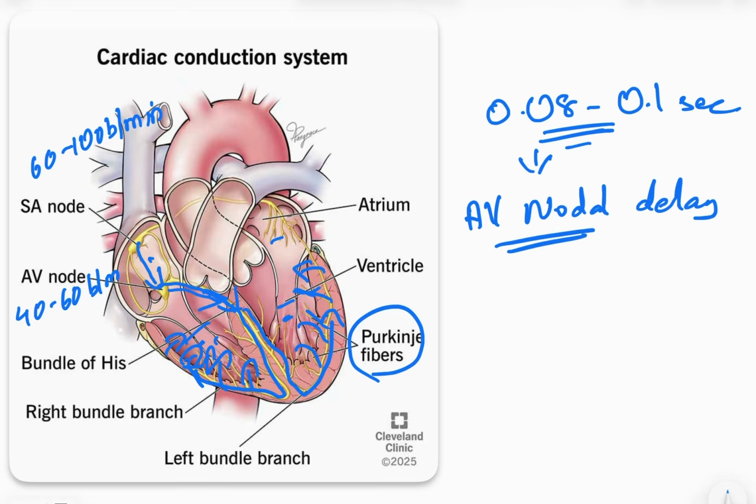I said if the SA node fails, the AV node will make some beats, 40 to 60 beats per minute. What if the AV node fails? If the AV node fails, it will go to the bundle of His, and the bundle of His can also make some impulses. From the AV node, the action potential enters the AV bundle, the bundle of His, located on the right side of the interventricular septum.